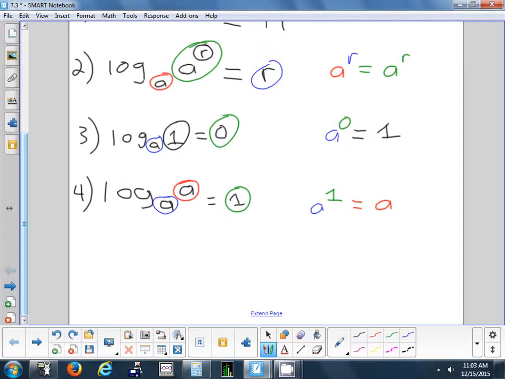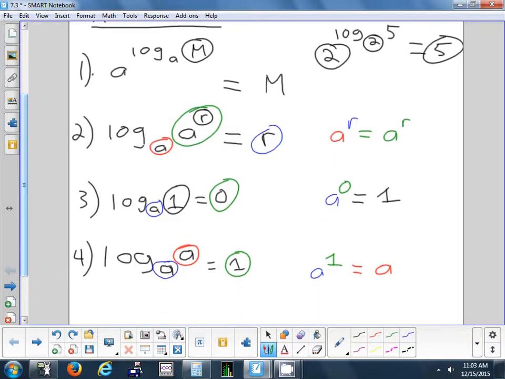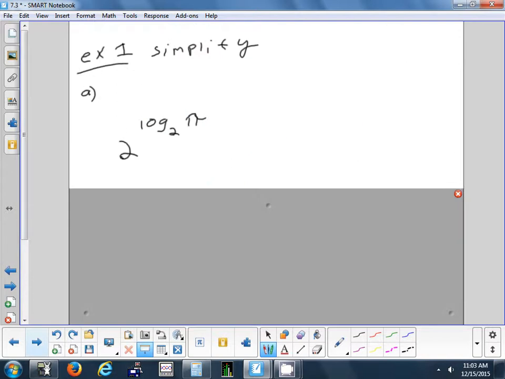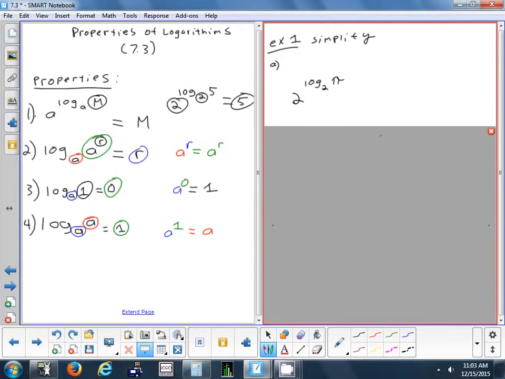Okay, so any questions on those 4 properties? Okay, we didn't go through why the first one's true. We could, but we're not going to. All right, so what I want to do is try to simplify that, and tell me what rule you use to do it. Okay, 1 through 4.